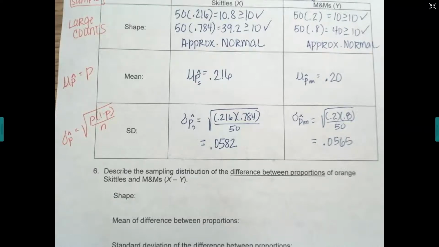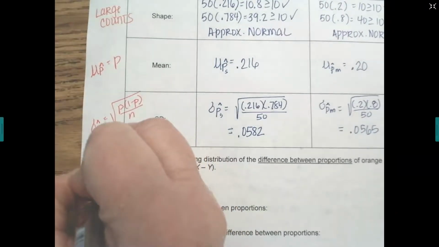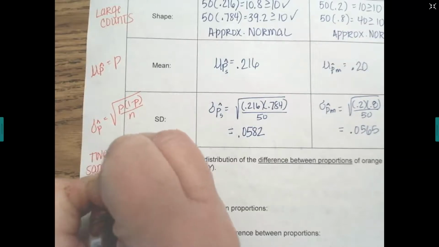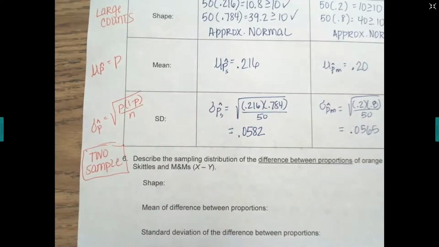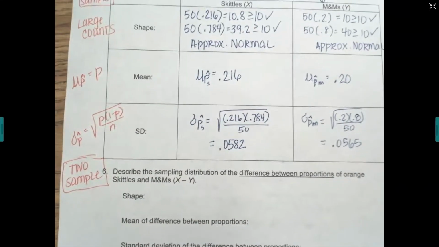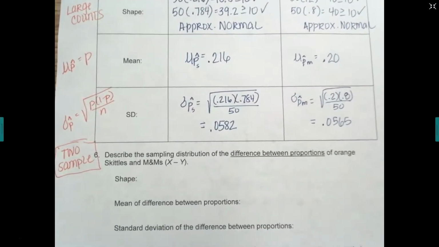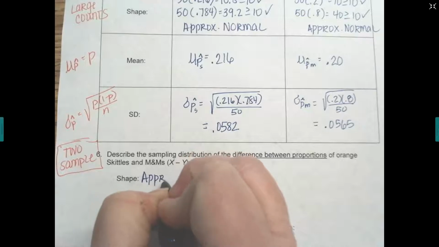Now, that's one sample when we look at them individually. Now, when we put them together, it becomes a two-sample issue, because we're putting them together in the same problem. So when I look at the shape, these were both approximately normal, so I'm going to say that the shape is also approximately normal.